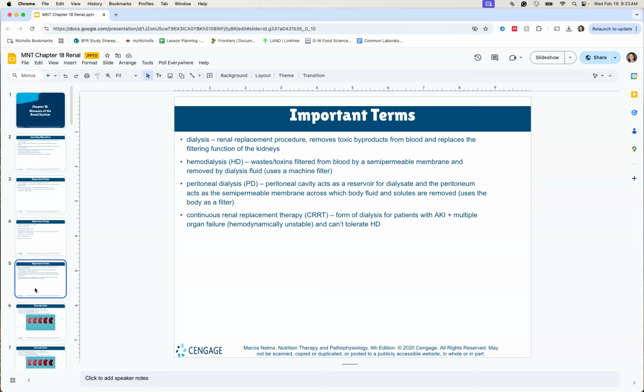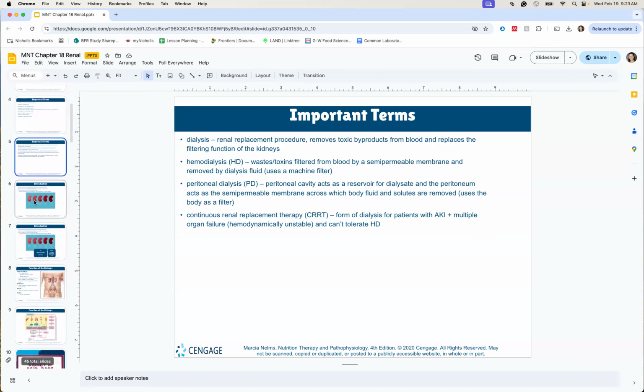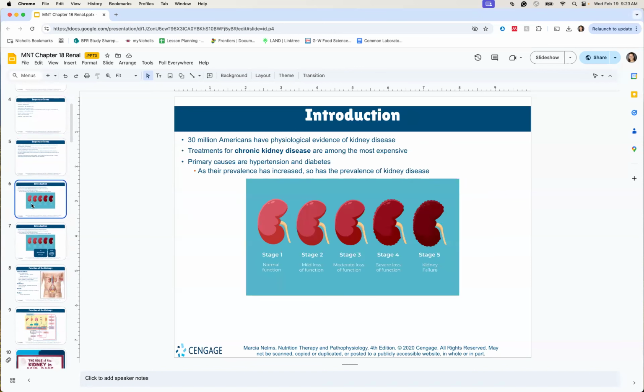Now, each of these different forms of dialysis is going to affect the patient's nutritional needs. So whenever we get to that part of our lecture, we'll discuss the nutrient demands for that.